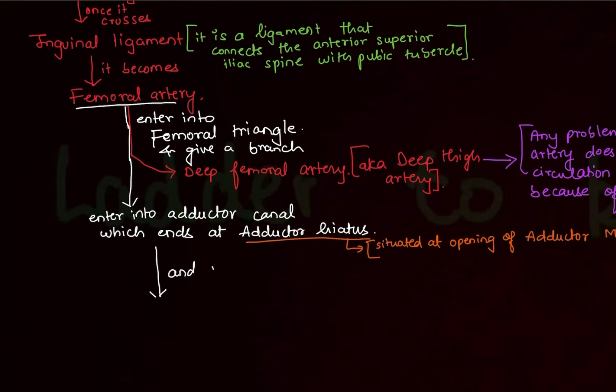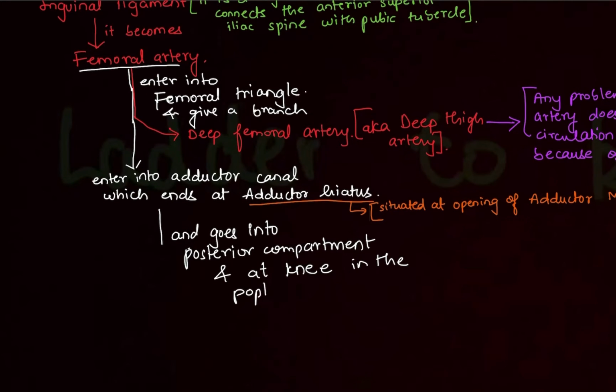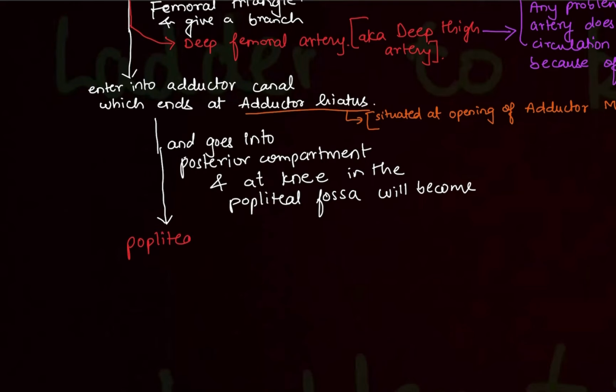Okay, write down, it goes into the posterior compartment. Where does it go? It goes into the posterior compartment, and at the knee, in the posterior compartment, that means behind the knee joint, in the popliteal fossa, it will become the popliteal artery.